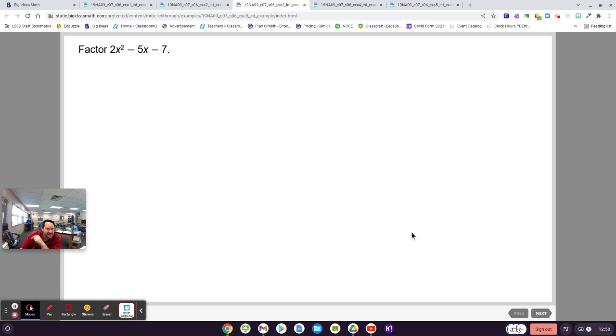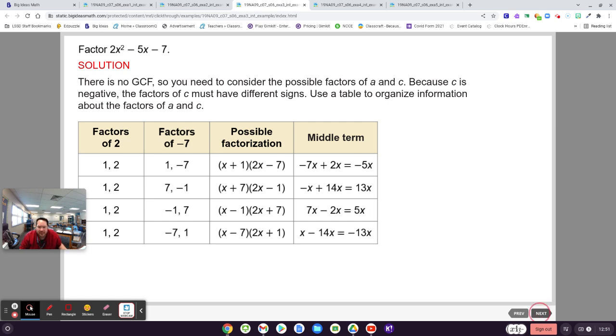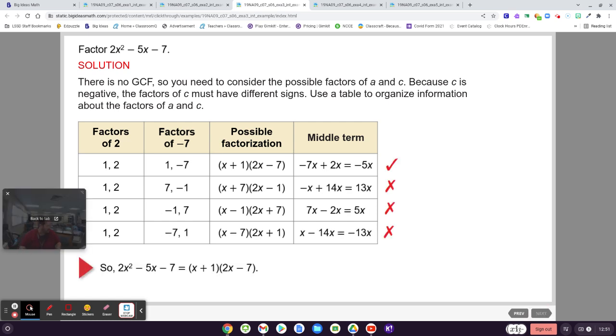Good luck. I'm going to show you how to do this with the area model. Okay, so they're going to do the table, which I'll leave on the screen in case you want to copy that. And then I'm going to quickly do this with the area model. Well, try to do it quickly. Here we go. Okay. All right, so we got 2x squared. That's going to be upper corner here. And then we got negative 7 is going to be the bottom corner there.